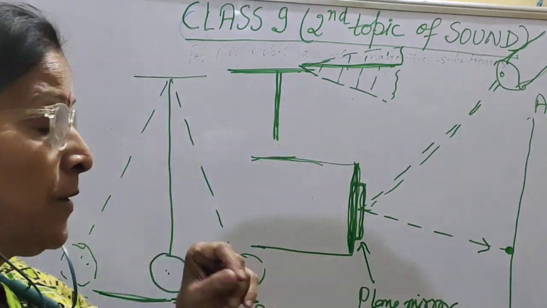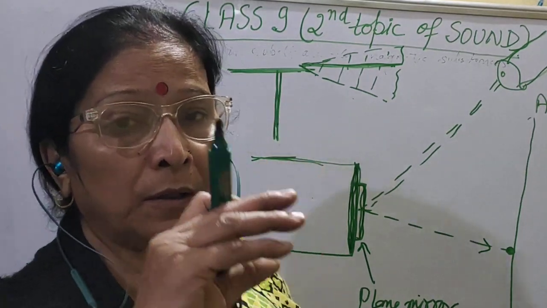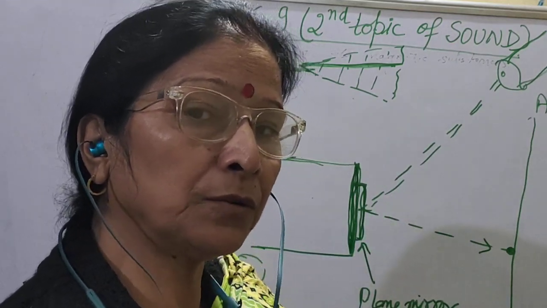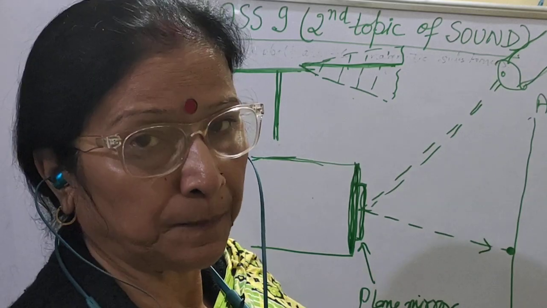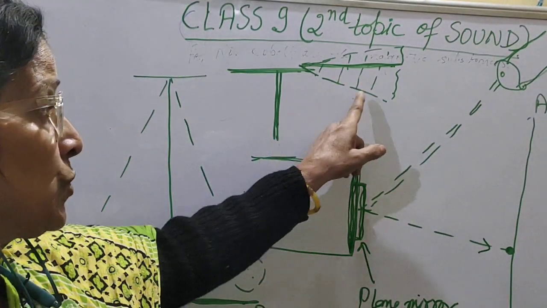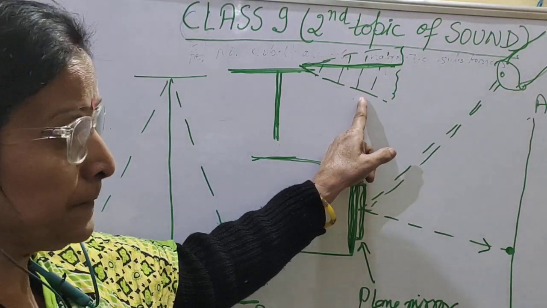But in the case of a pendulum, it doesn't happen. All the molecules of the pendulum get displaced by the same amount in the same time. So this is the difference between the two. This is oscillatory motion and this is vibratory motion.